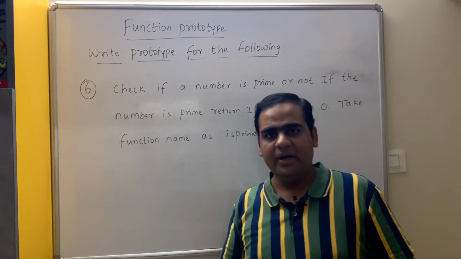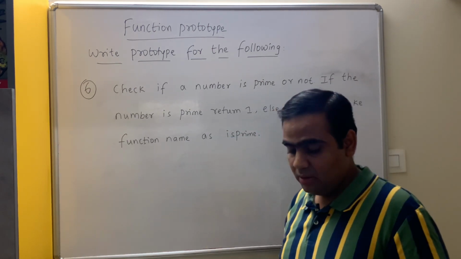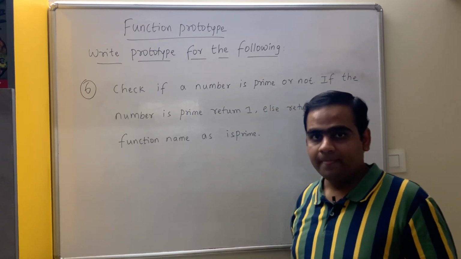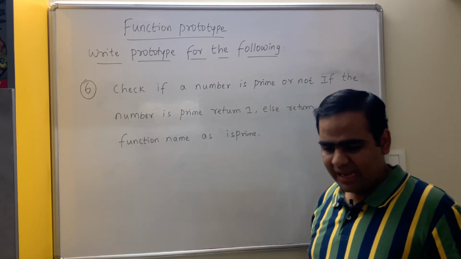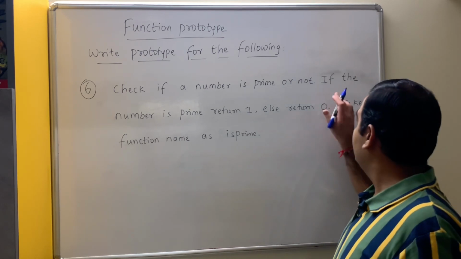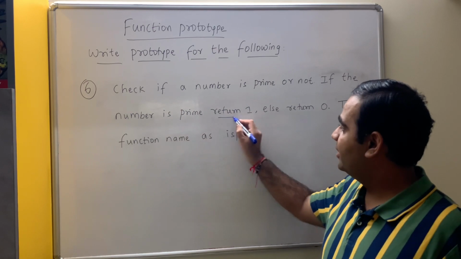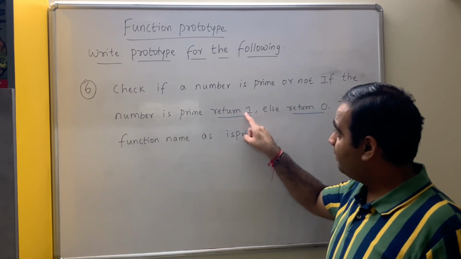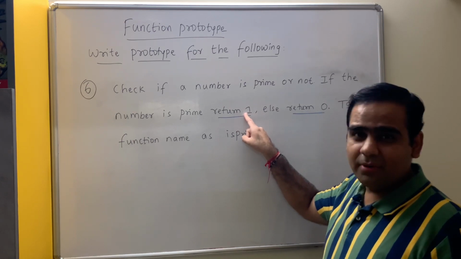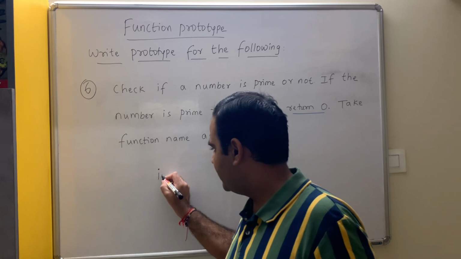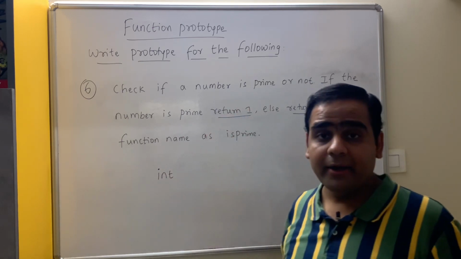Let's see how we write the prototype for the following. We have to check if the number is prime or not. That means I have to take some number and check if it is prime or not. If the number is prime, we return 1, else we return 0. That means the return type is integer because it is 1 and 0. 1 and 0 is of what data type? Integer. Hence we say return type is int.